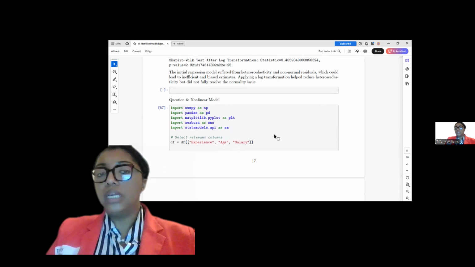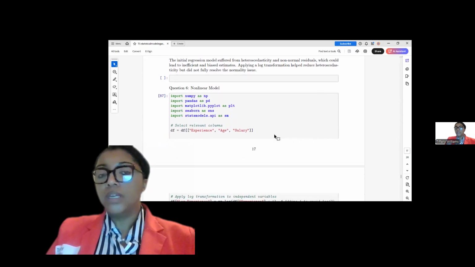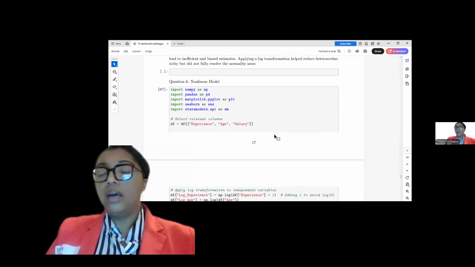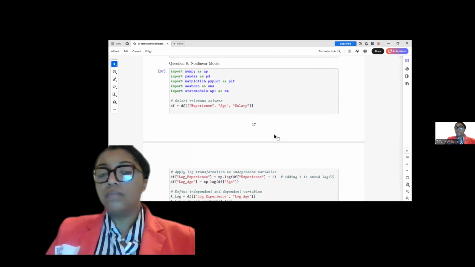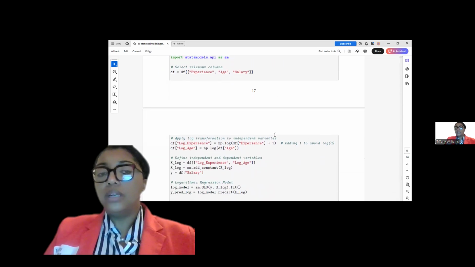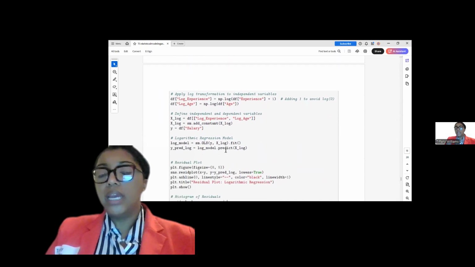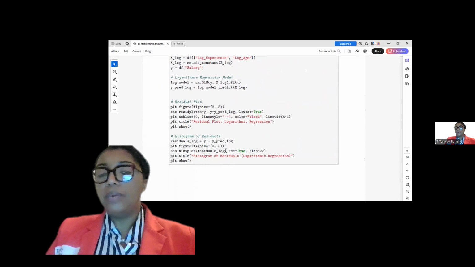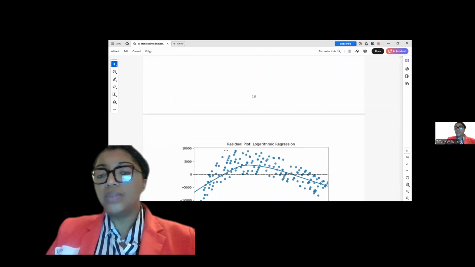And last, we're going to look at a nonlinear model. So that same data set of experience, age, and salary. I'm doing another logarithmic transformation on the entire data set. And we're going to look at that as well.